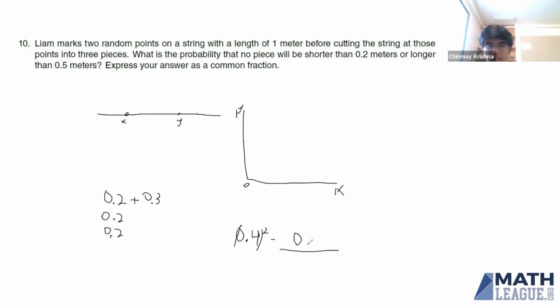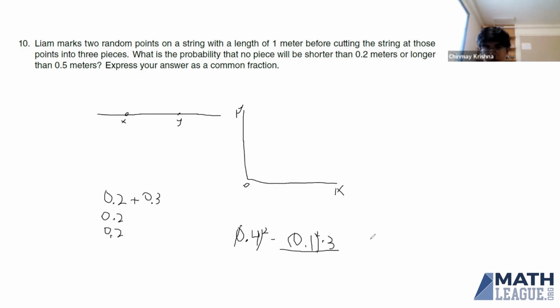And then it's that times 3 because each of the 3 pieces could have had the additional 0.3 to make it 0.5. And so that'd be 0.1 squared times 3. So just to review, the 0.4 squared is the fraction of this 1 by 1 square of the cases where no piece will be shorter than 0.2 meters. And then out of those 0.16 of the cases, there are 3 cases which are each 0.1 by 0.1, where each of the strings will have a length greater than 0.5. So we have to subtract those off.